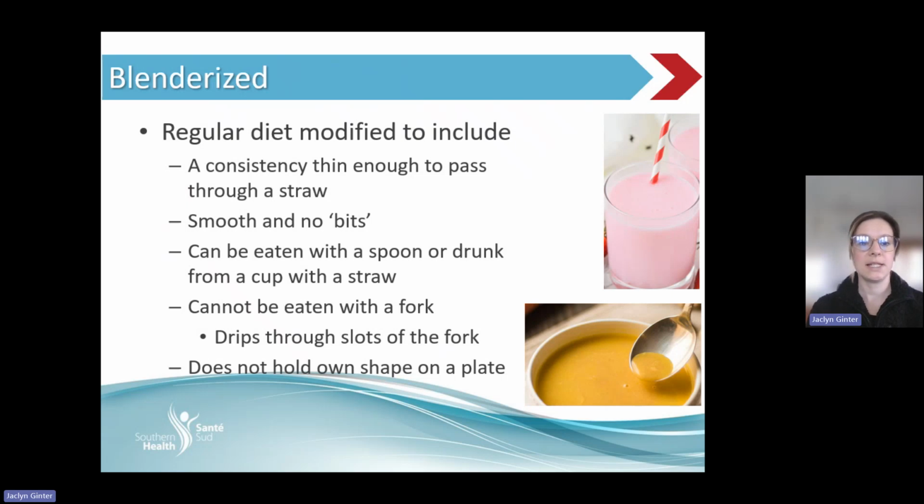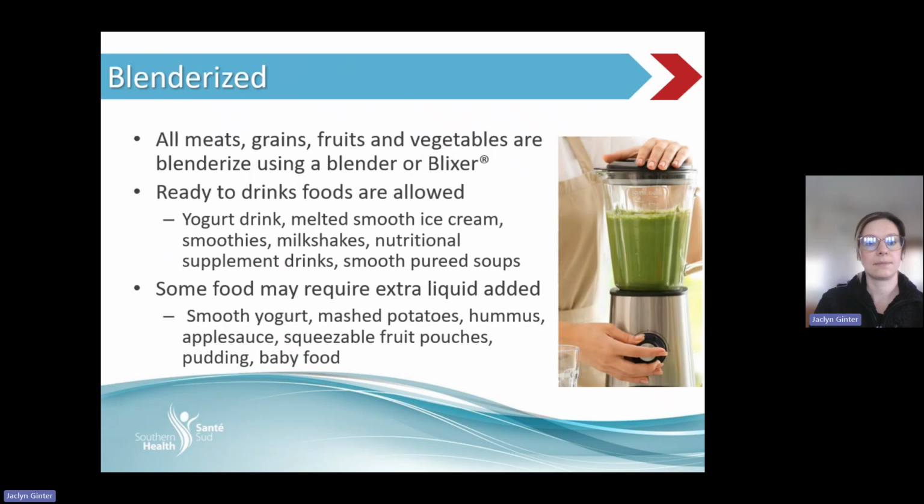It's smooth and has no bits. It can be eaten with a spoon or drunk from a cup with a straw. Cannot be eaten with a fork. It drips through the slots of a fork, and it does not hold its own shape on a plate. For the blenderized, all meats, grains, fruits, and vegetables are blenderized using the blender or blixer. Ready-to-drink foods are allowed, like a yogurt drink, a melted smooth ice cream, smoothies, milkshakes, nutritional supplement drinks, with pureed soups.